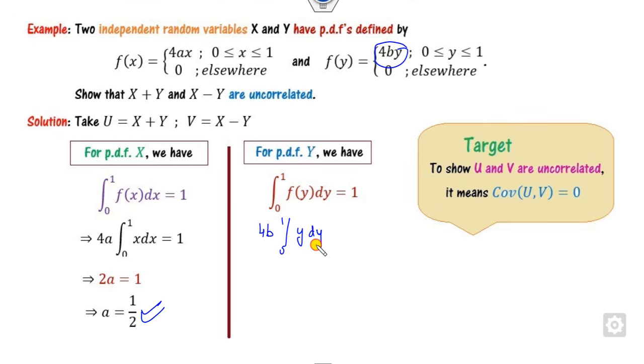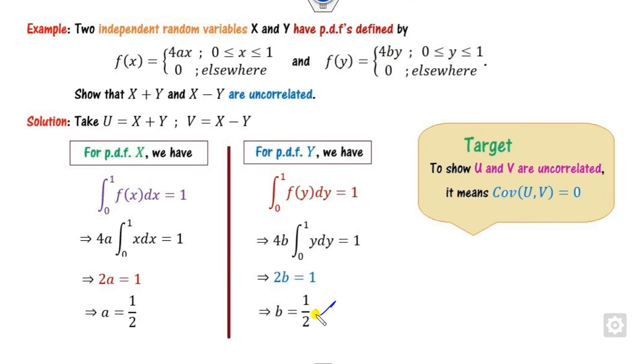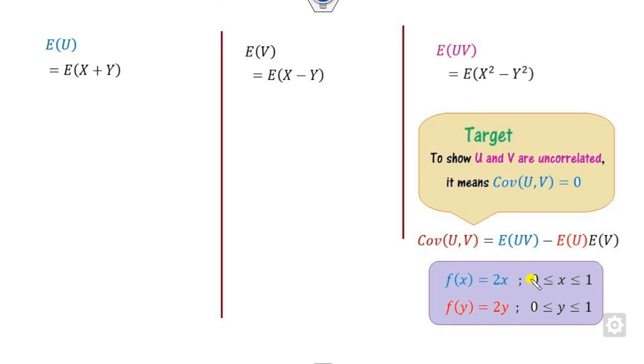This is the y of dy is my 1, and after solving you again get the value of b here. So a and b are my half. So what is the f of x? Once you substitute half, it will be nothing but 2x when it lies between 0 to 1, and f of y is 2y. So that is f of x and f of y. Now your simple target is to find the value of u and v here.